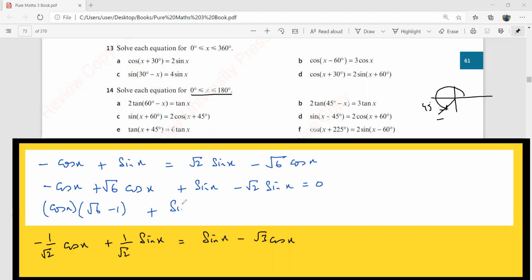And I have sine x into 1 minus under root 2. You see, I'm not using the calculator, not rounding off or writing any approximations. If you just ignore these nasty terms over here, don't be bothered by them. Just see you have two terms, one in sine and one in cos. What do we have to do now?